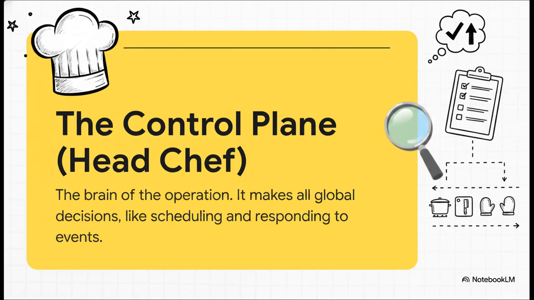Now, the head chef doesn't actually cook the food. Nope, their job is to stand back and oversee everything. They take the incoming orders, which are your commands, and decide which cooking station is the best place to make that dish. It's the master brain of the kitchen.